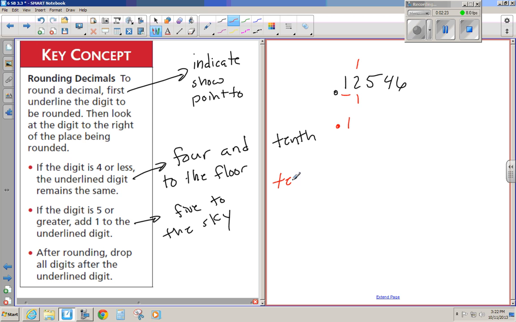If you're looking at the tens place, oh, not tens, I'm sorry. We already did tenths. We need to do hundredths. Hundredths, that's the 2. And the digit to the right is 5, 5 to the sky, which means the 2 is plus 1, so 0.13. That is rounding to the hundredths place.